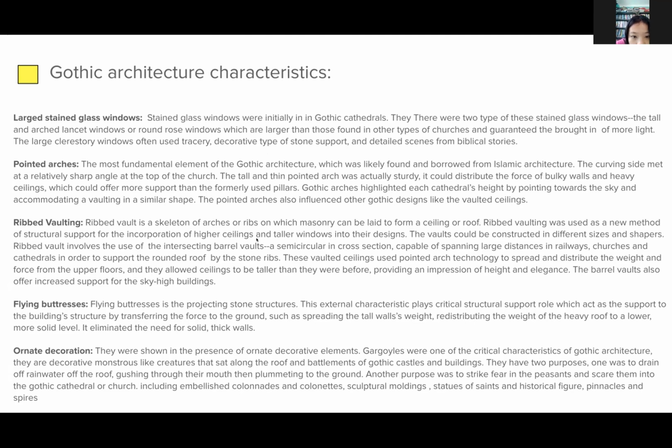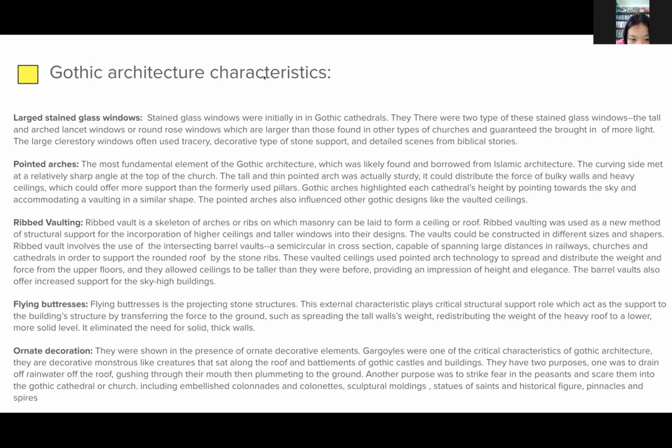Flying buttress. These are projecting stone structures. It was an external characteristic, which also played a critical structural role and acted as support to the building structure by transferring the force to the ground, such as spreading the tall wall's weight, redistributing the weight of the heavy roof to a lower, more solid level. It eliminated the need for solid and thick walls.